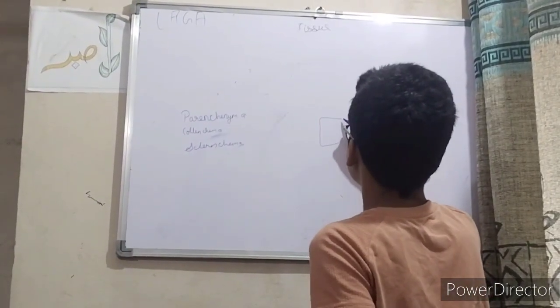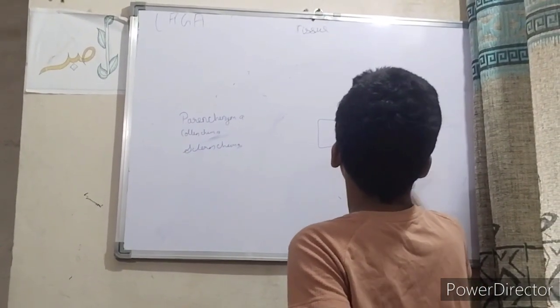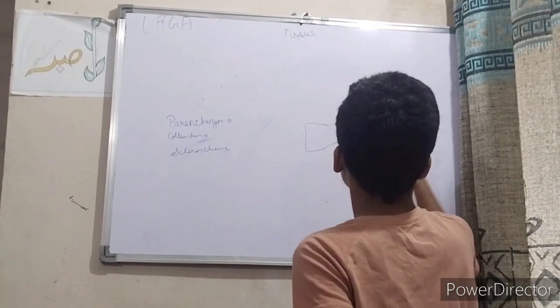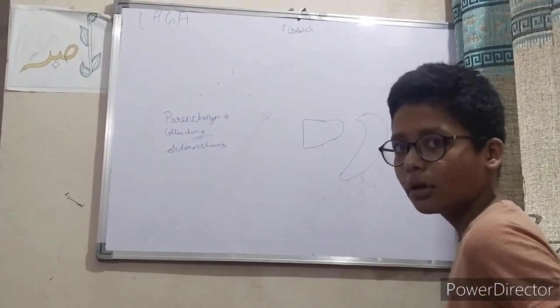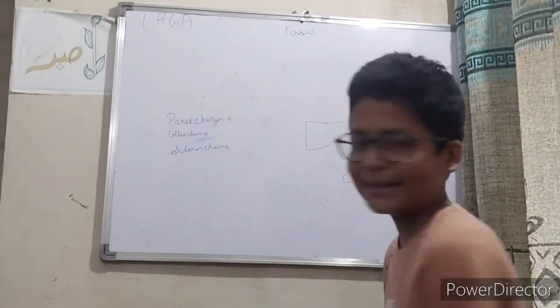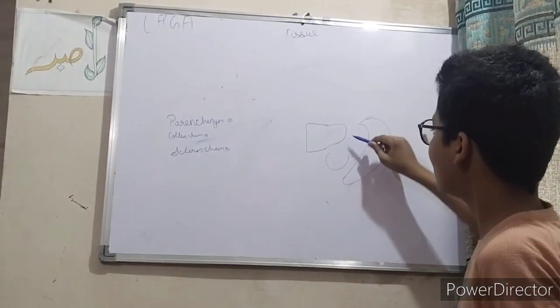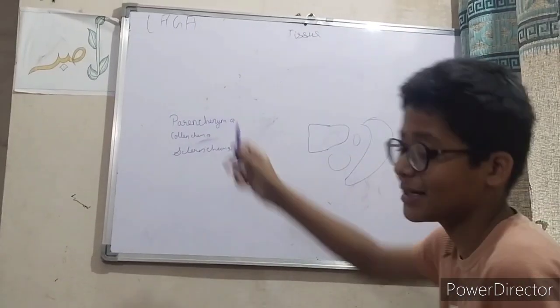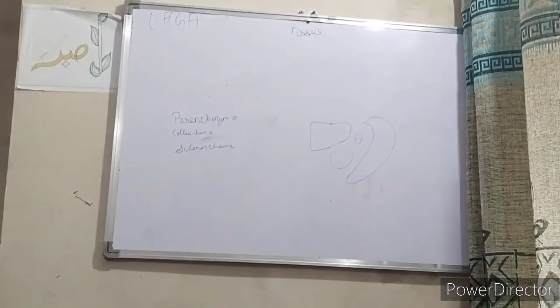This is our liver, and this is our stomach. Let us suppose parenchyma is that type of tissue that fills this space. This is the space between our stomach and liver. So this is filled by parenchymatous cells.